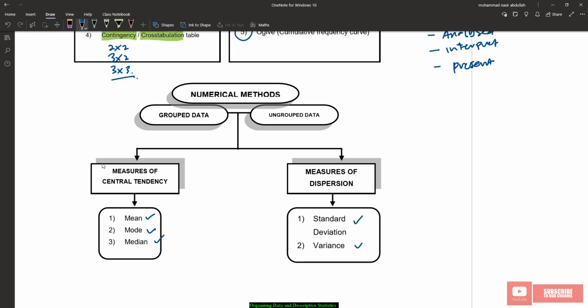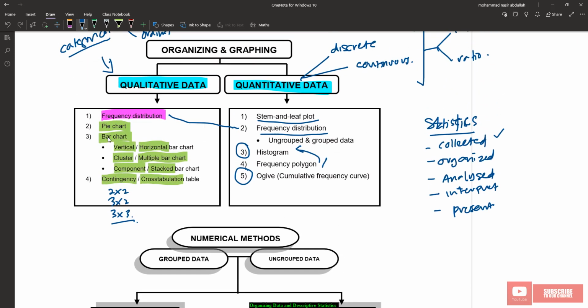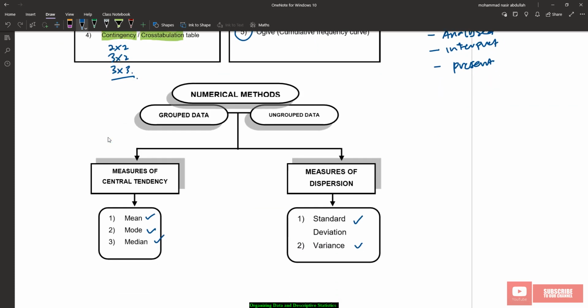So this is the objective for this lecture. We will cover how to organize data for quantitative and qualitative data, and we want to know how to analyze, how to do some descriptive statistics for measure of central tendency and measure of dispersion. Boleh faham? This is what we want to do today.